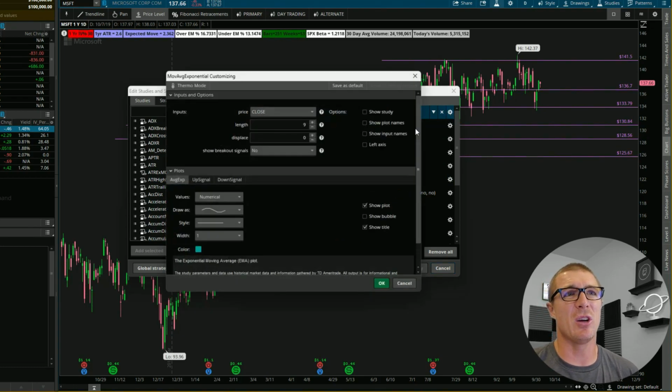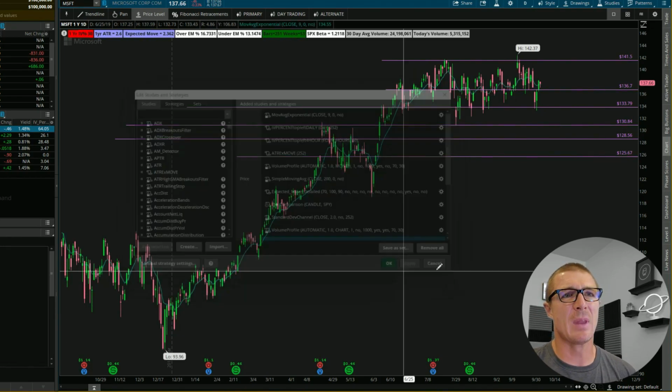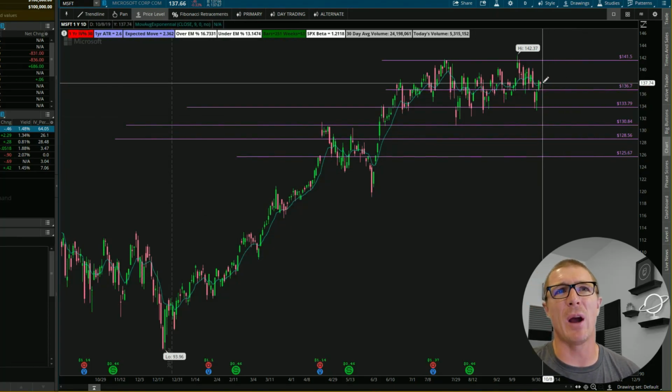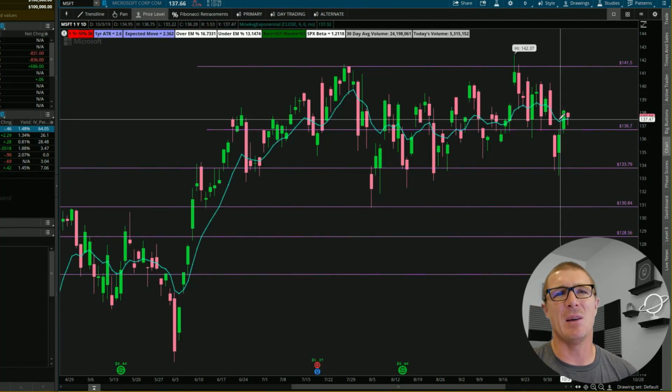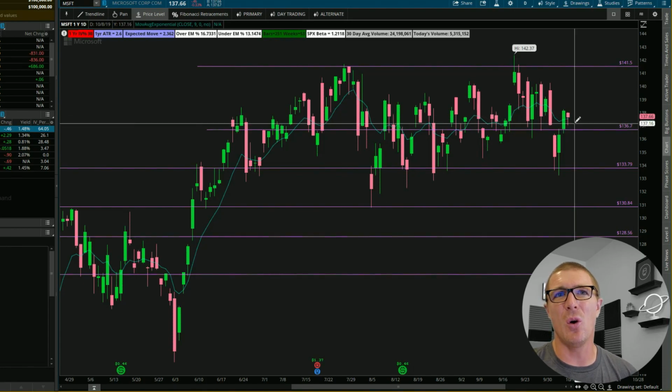So in this case, I'm going to look at the 9-period exponential moving average. And what I look for is I want to see price crossing over the 9 EMA. And you can see it tried to cross below it, but was rejected.